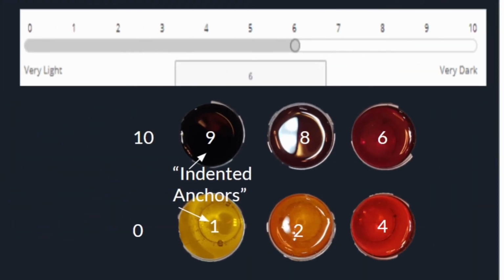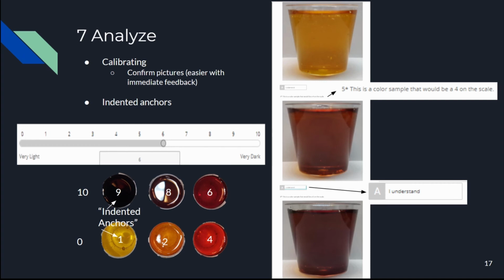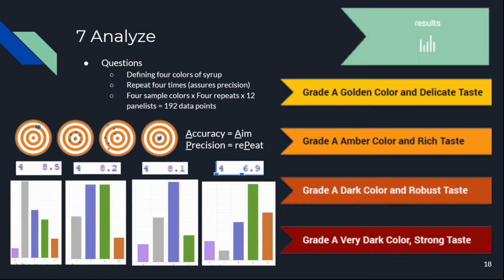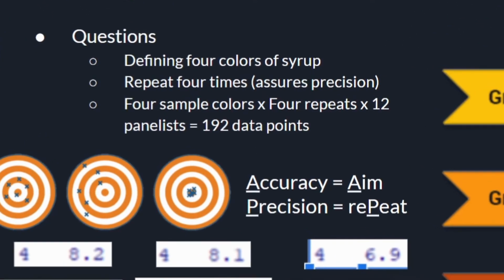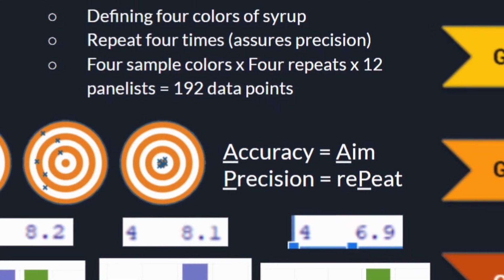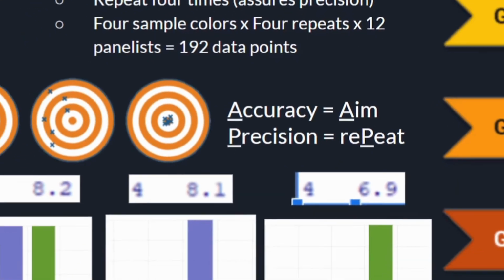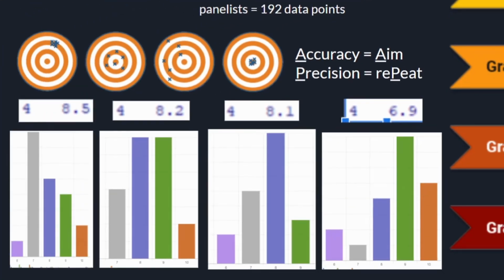We included indented anchors of very light and very dark so that they also have the option to go past these points if necessary. The questions in the survey only asked them, where does this sample fall on the line scale? With the 4 blocks in the survey, it meant that the panelists would repeat the same samples 4 times. These repeated samples assure precision. As shown by an example, this person got similar results for very dark.